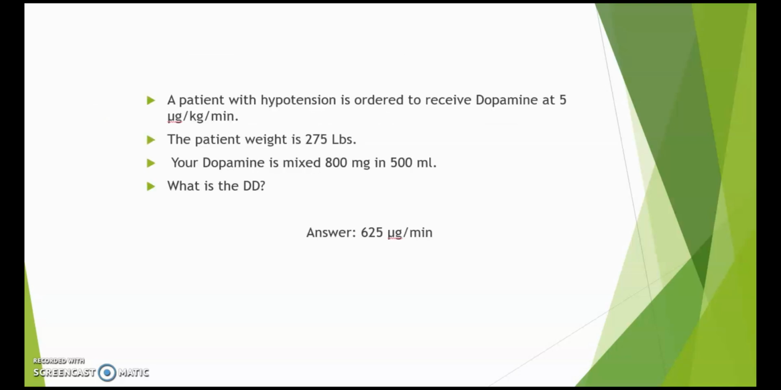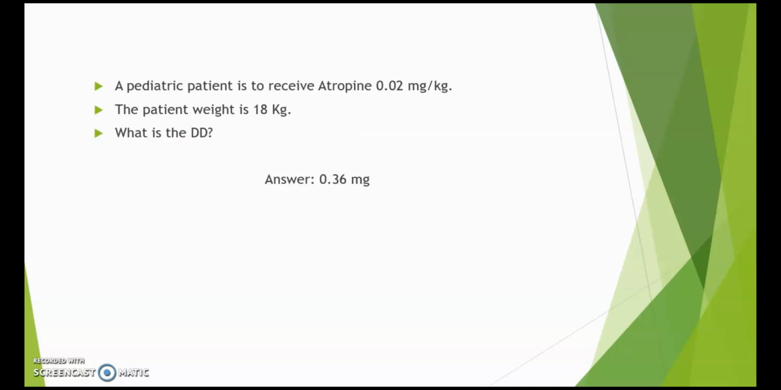Another example. A patient with hypotension is ordered to receive dopamine at 5 mcg per kilogram per minute. The patient weighs 275 pounds. Your dopamine has 100 mg in 500 ml. So what is the desired dose? Do your calculation. Keep in mind you need to convert pounds to kilograms, and you will get 625 mcg per minute.